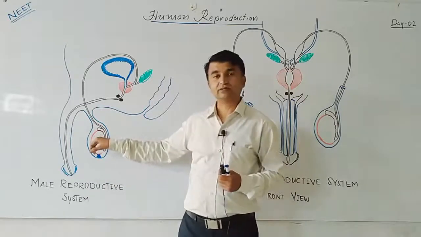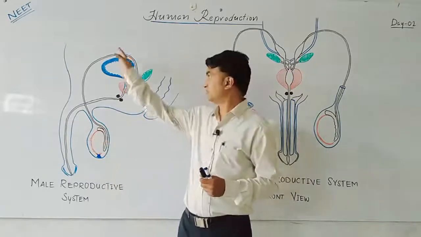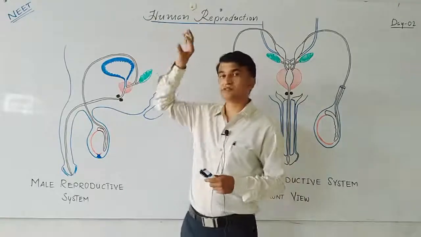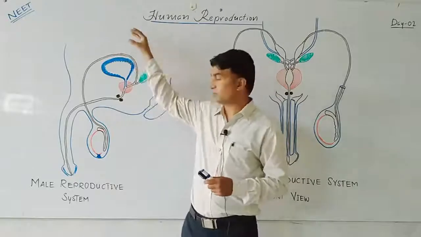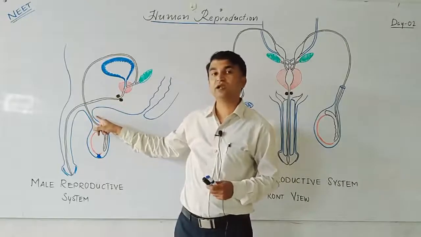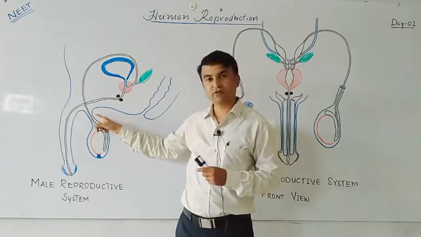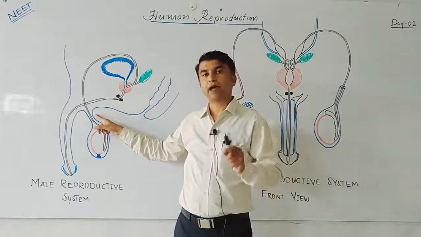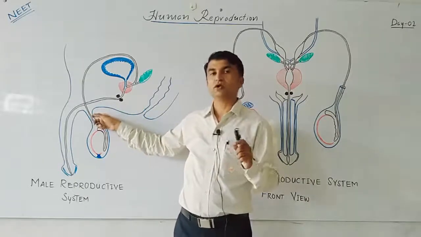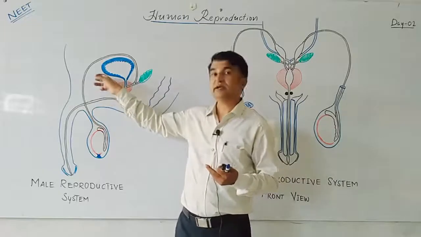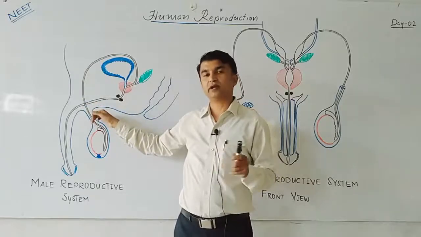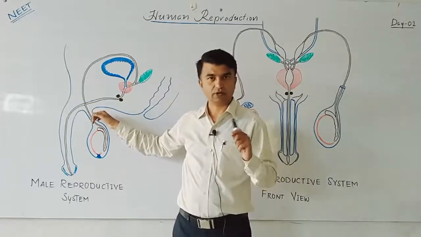The testis is initially present in the abdominal cavity during fetal development. From the 7th month onwards, the testis descends and enters the scrotal sac through the inguinal canal, which is packed by connective tissue. If this inguinal canal is not properly packed or some damage occurs, then the intestinal loop will enter the scrotum. That will create an inguinal hernia, which we already discussed.